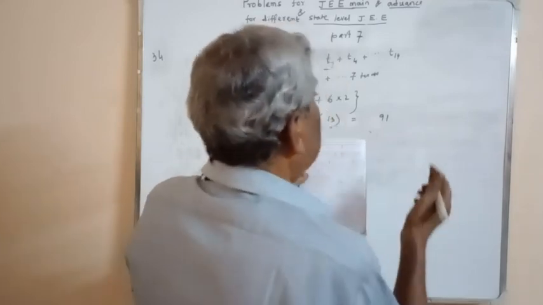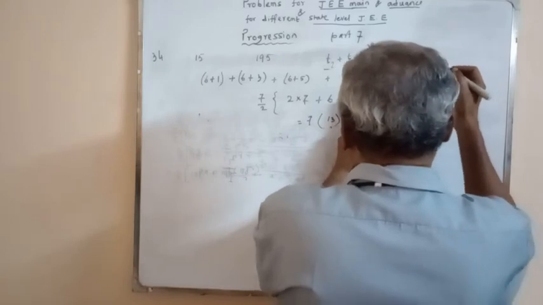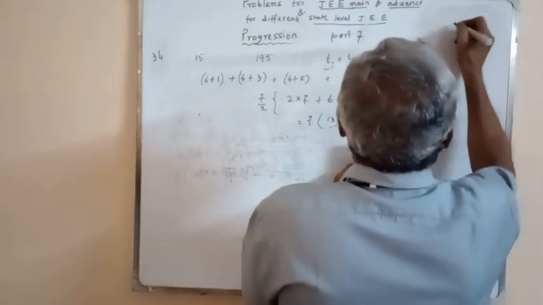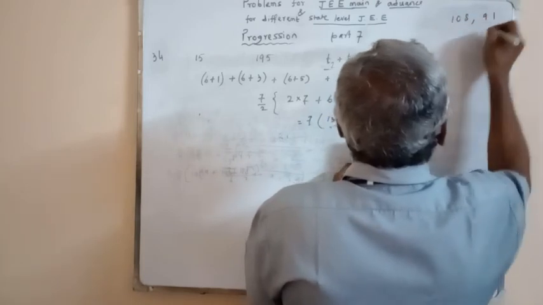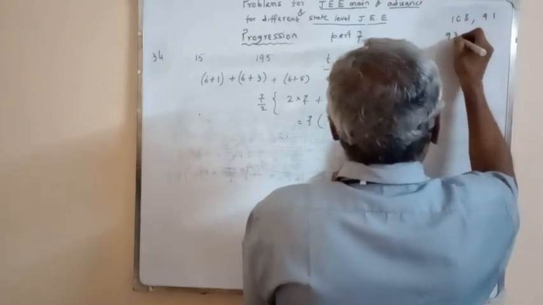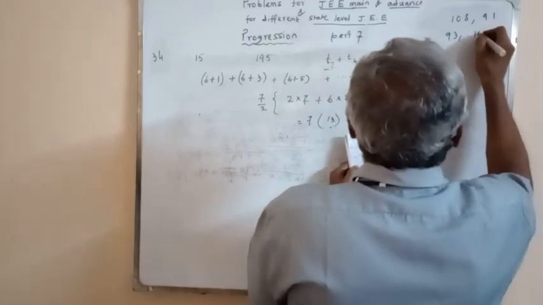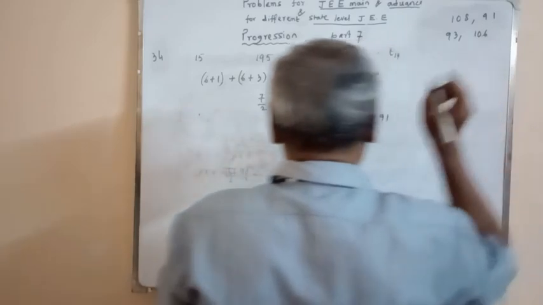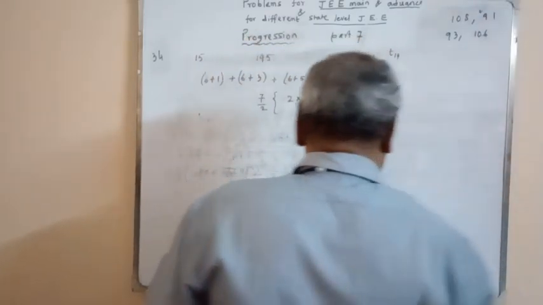Oh, options are not here. Here also I have not given it. The options are 108, 91, 93, and 106. Actually, we obtain it as 91, so option B is correct here.